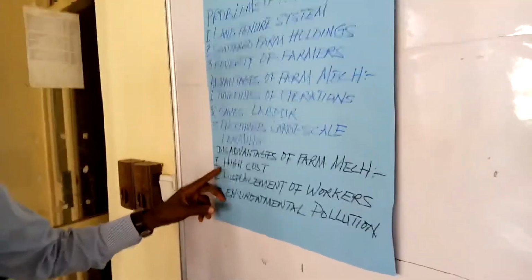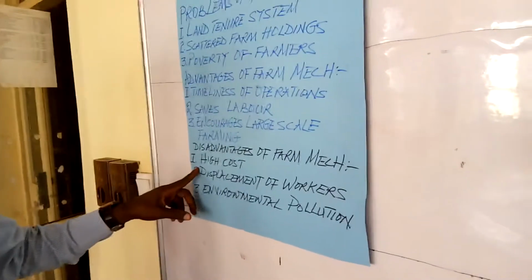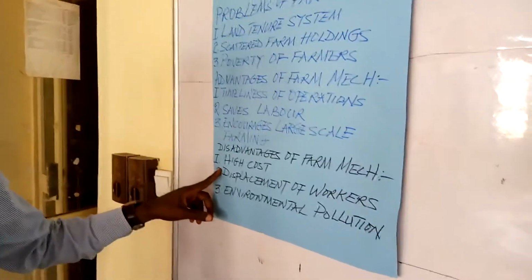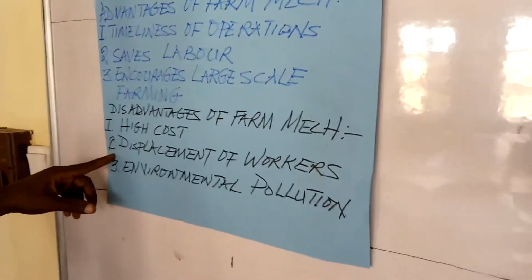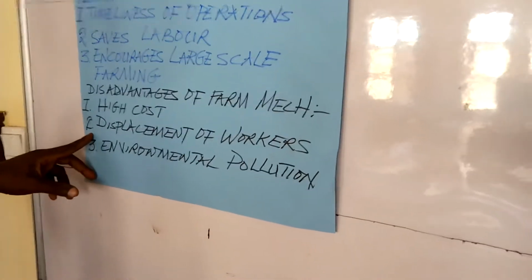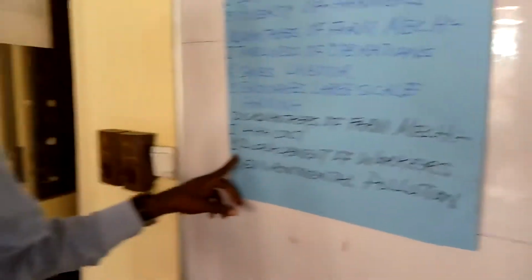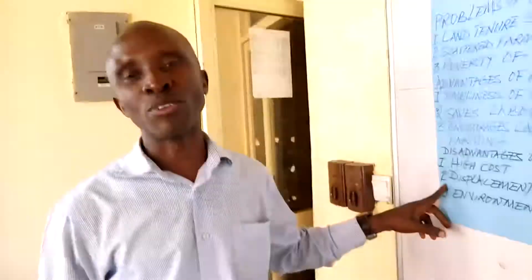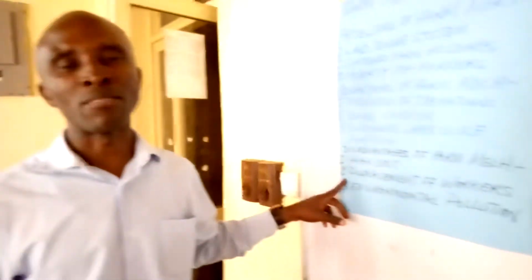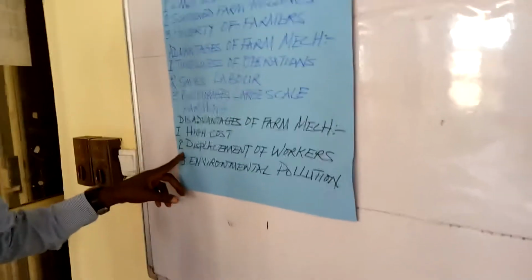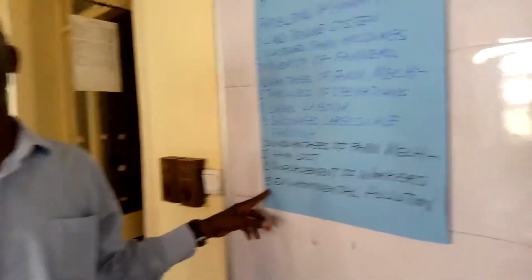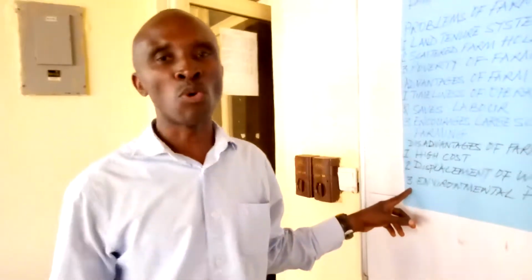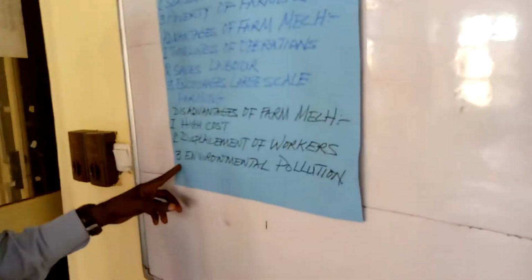What are the disadvantages of farm mechanization? Number one is high cost of the machines. Not all farmers can afford them. High cost. Everything good must be costly. Then number two, displacement of workers. If you have 50 laborers that were digging your farm for you, by the time you buy one tractor, all of them have lost their jobs. So there is displacement of workers. Then number three, environmental pollution. Machines pollute the environment with smoke, carbon monoxide, and noise.